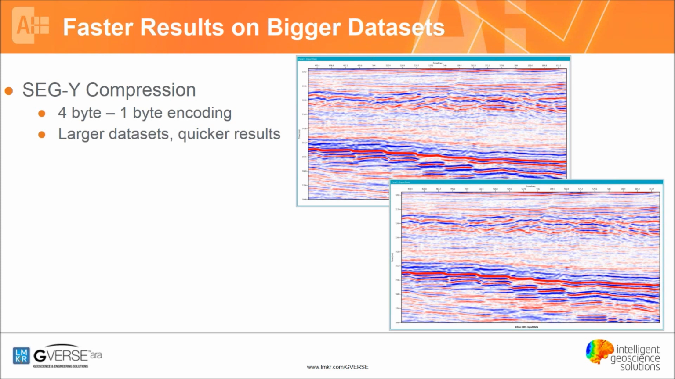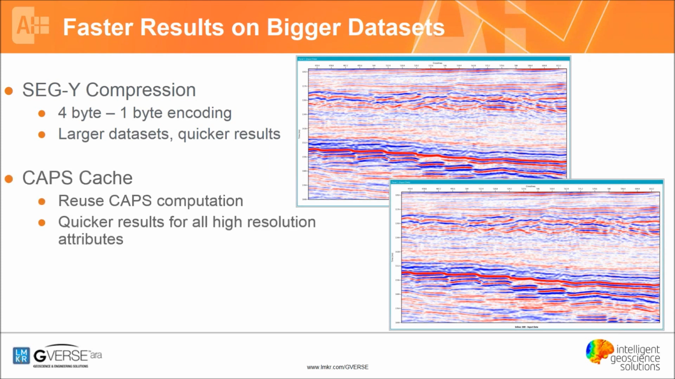So you can work with much larger SegWis, and our computations are now much faster because we're now dealing with a lot less data. But the distortions caused by the compression are minimal, almost unnoticeable, and that's why we call it visually lossless compression. So you can now work with larger data sets and get quicker results, even when you're using SegWi compression.